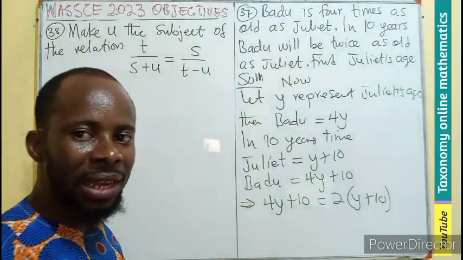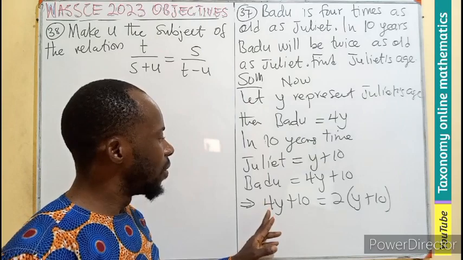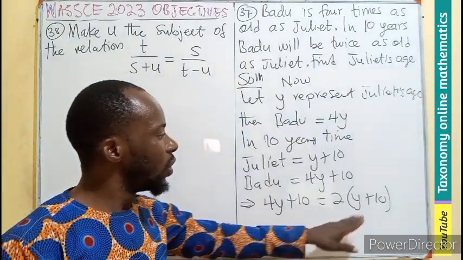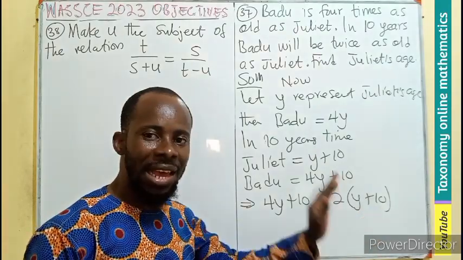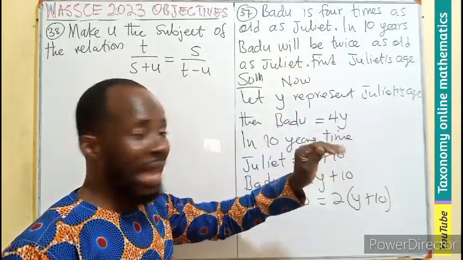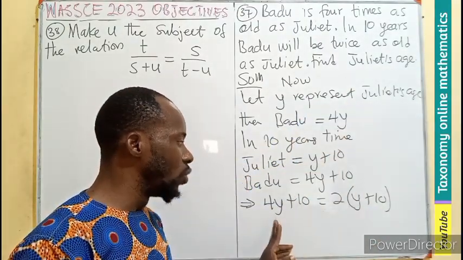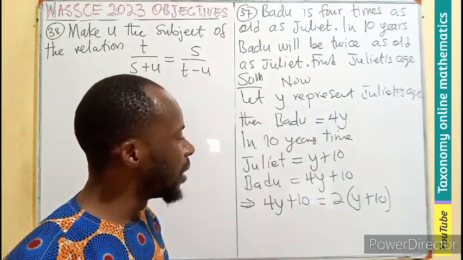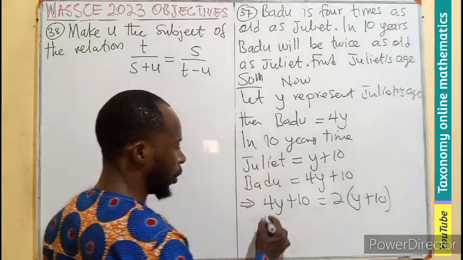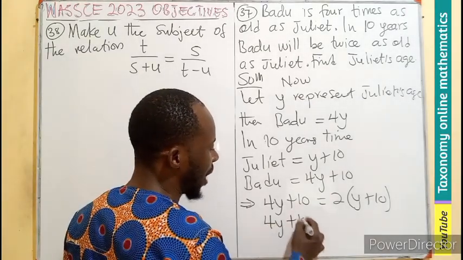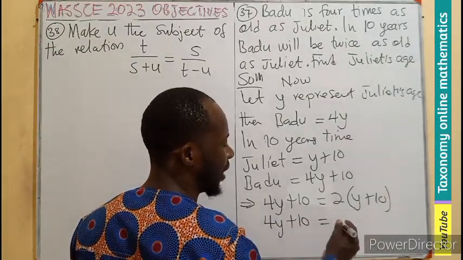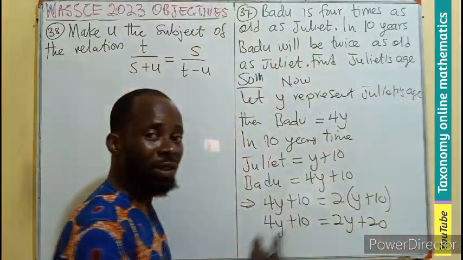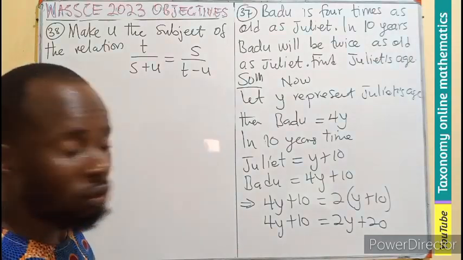Look at the equation that we can form from there. 4Y plus 10 is the age in 10 years to come for Bedu. Then Y plus 10 is the age in 10 years to come for Juliet. So Bedu's age will be 2 times that of Juliet. So this becomes the equation: 4Y plus 10 equals, expanding this bracket, 2Y plus 20, as in 2 times 10 is 20, 2 times Y is 2Y.